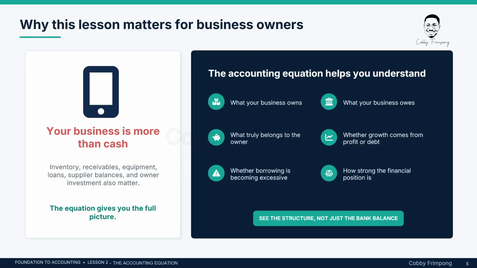For business owners, the accounting equation helps you understand the financial position of the business. A business is more than the cash in the bank. The business may own inventory and equipment, have customers who owe money, owe suppliers, have loans, and include owner investment. The equation helps you see the full picture and assess the strength of the business.